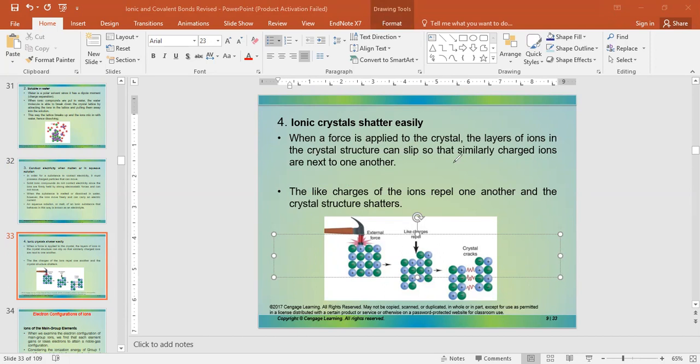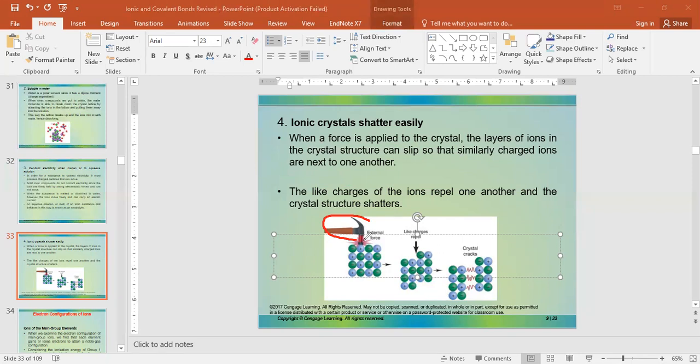So when you apply some force on a crystal, it's like you are forcing the positively charged particles to be close to each other and the negatively charged particles to be close to each other. And when that happens, there occurs what we call electrostatic forces of repulsion. Like you can see, there's a hammer here, and that hammer is applying pressure. This star here is the pressure being applied on a crystal lattice.